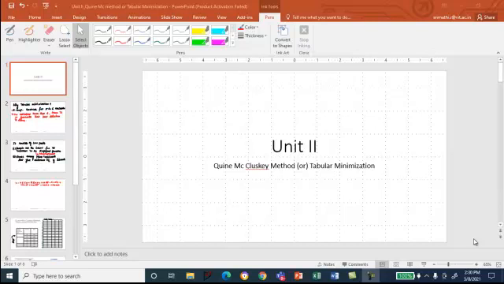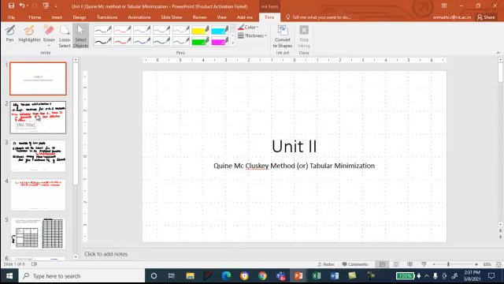Good morning, students. Today we are going to discuss the Quine-McCluskey method, otherwise known as the tabular minimization method. This method was first developed by Quine. Later, it was further developed by McCluskey. Hence, it is also called the Quine-McCluskey method or the tabular minimization method.